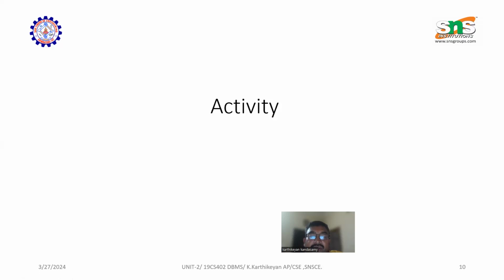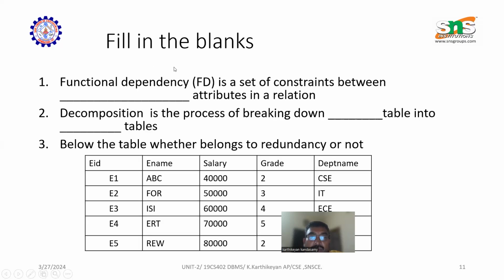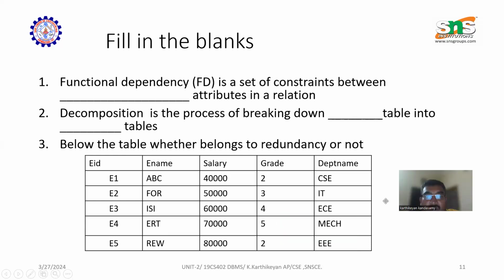This is my activity. Fill in the blanks. Functional dependency (FD) is a set of constraints between dash attributes in a relation. Decomposition is the process of breaking down dash table into dash tables. Does the table below belong to redundancy or not? The answer is no. Yes, correct.